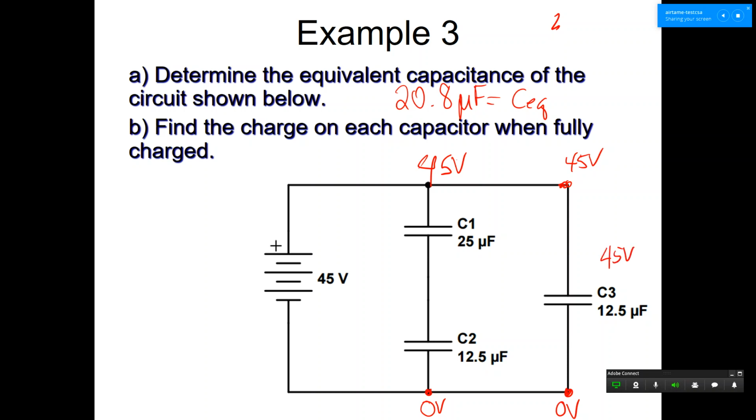And the way to calculate charge is pretty easy. It's just Q is equal to C times V. So we have 12.5, but it's not just 12.5, it's 12.5 times 10 to the negative 6, because it's a microfarad, multiplied by 45 volts, and that's going to give us our charge in coulombs. If you left it in microfarads, you'd get your answer in microcoulombs. We changed it to farads, so we're going to get our answer in coulombs.